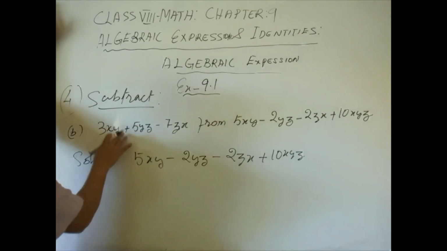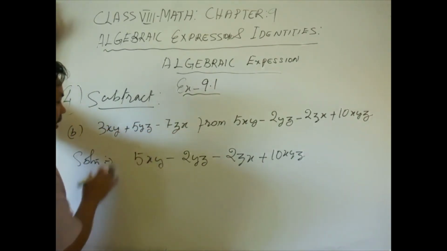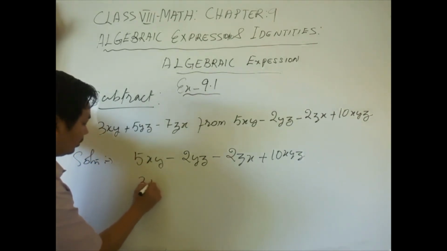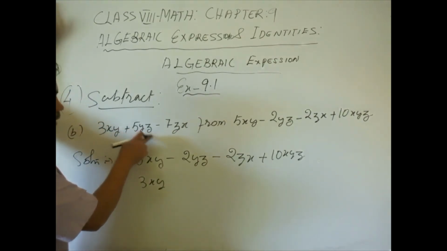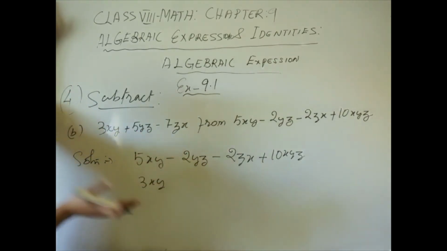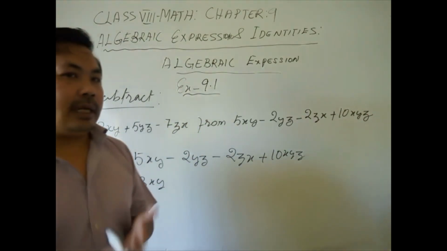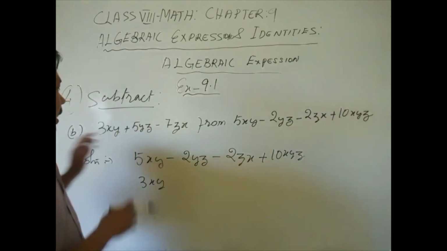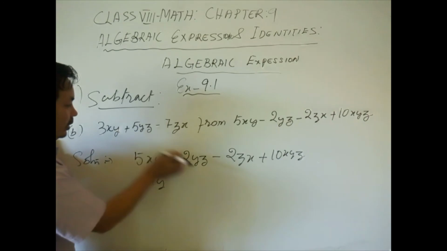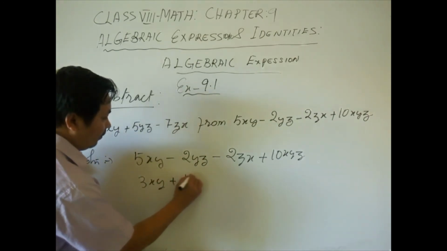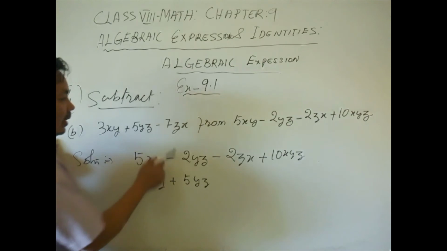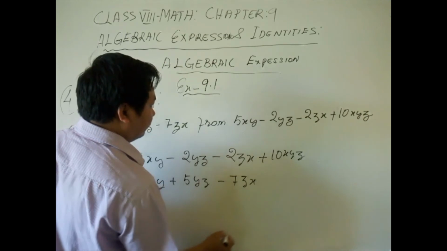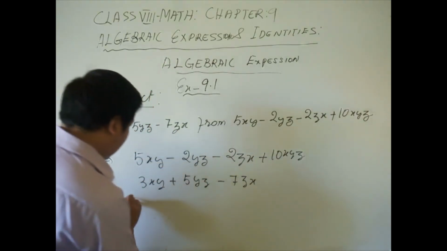Now write the expression here: 3xy. Like terms are the terms having the same letters or same variables. xy, yx, xy, xy, yz, yz. So here plus 5yz we get here, and zx minus 7zx. Then draw a line, a little below, not too close.